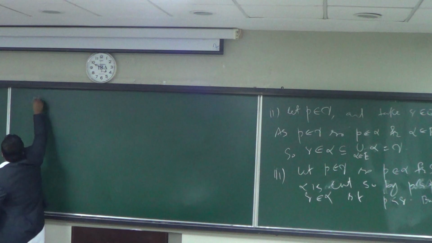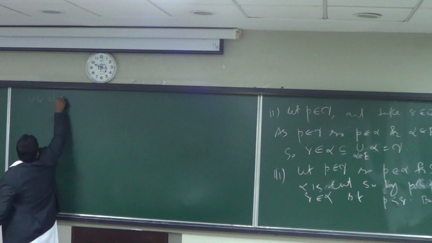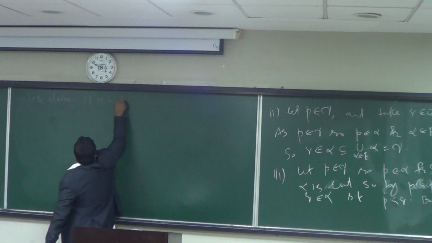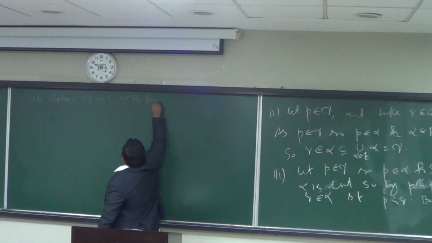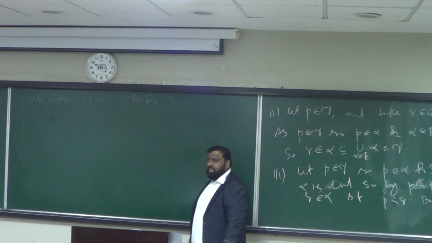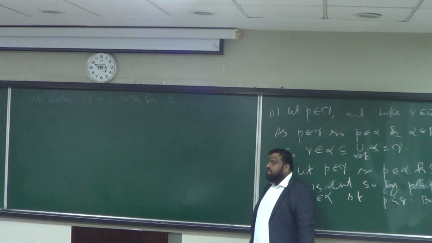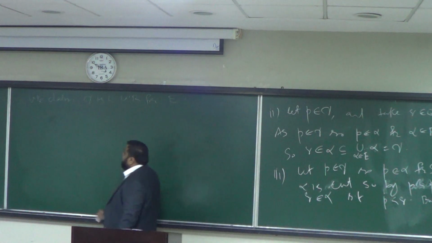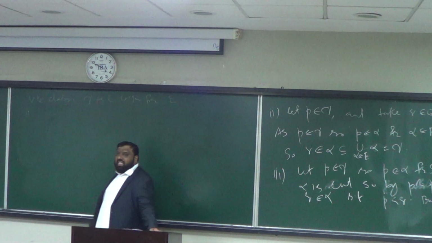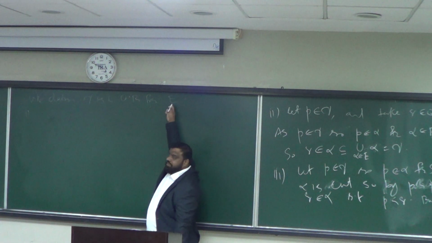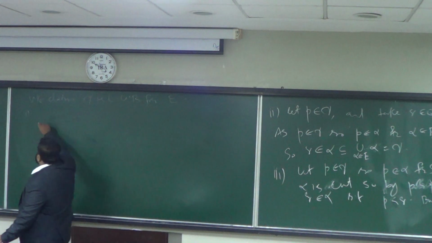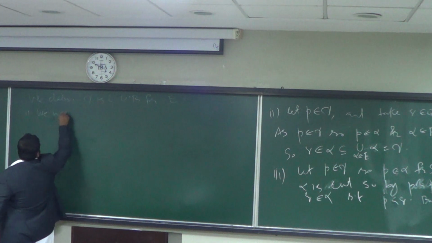Say that we claim that gamma is the least upper bound for E. Okay, that's what my claim is. So what is the first property that gamma should satisfy? That every element in E must be smaller than gamma. So we need to show that first.